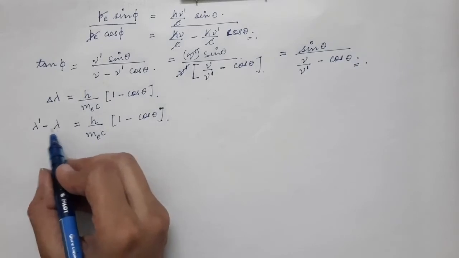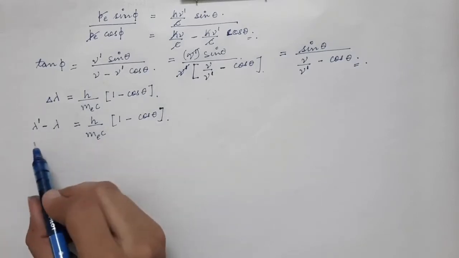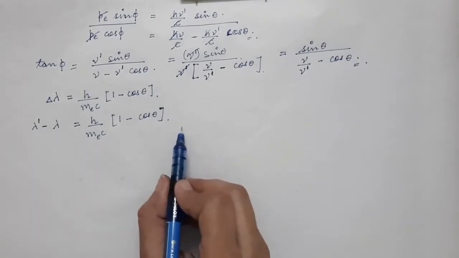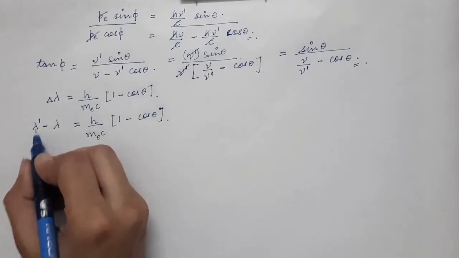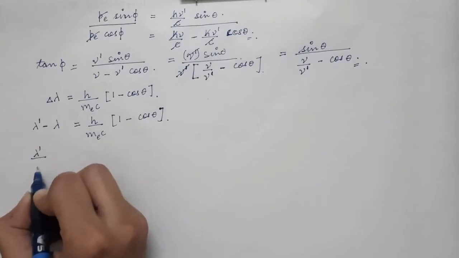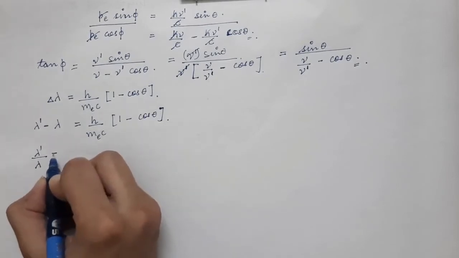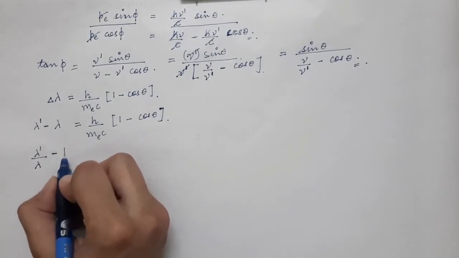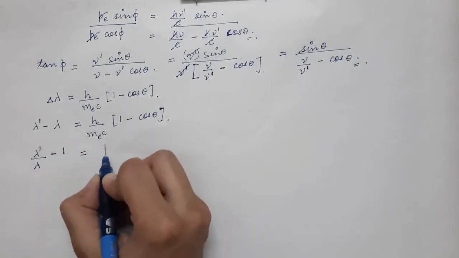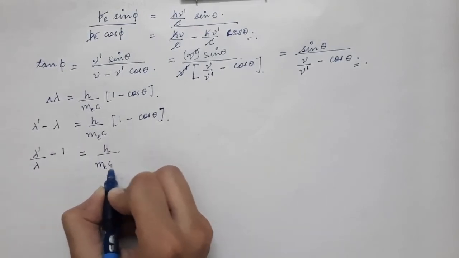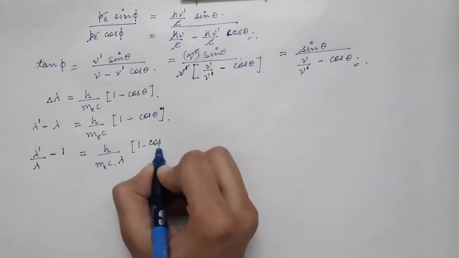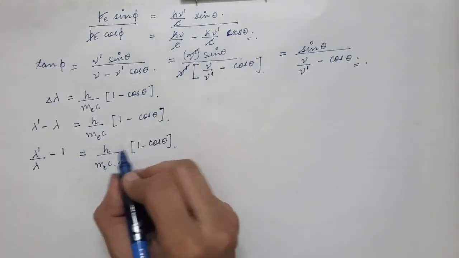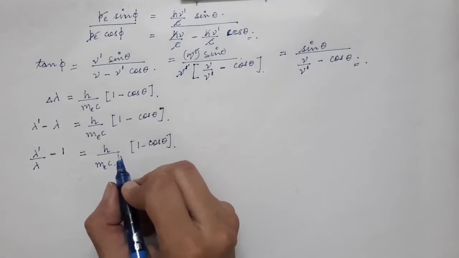And over here let's take lambda common, or you can say divide this whole equation by lambda. So when you divide the whole equation by lambda, the first term that you get is lambda prime by lambda minus lambda by lambda, which is equal to 1, and that will be equal to h by mec into lambda, and 1 minus cos of theta will remain as it is. So we have divided the whole equation by lambda.